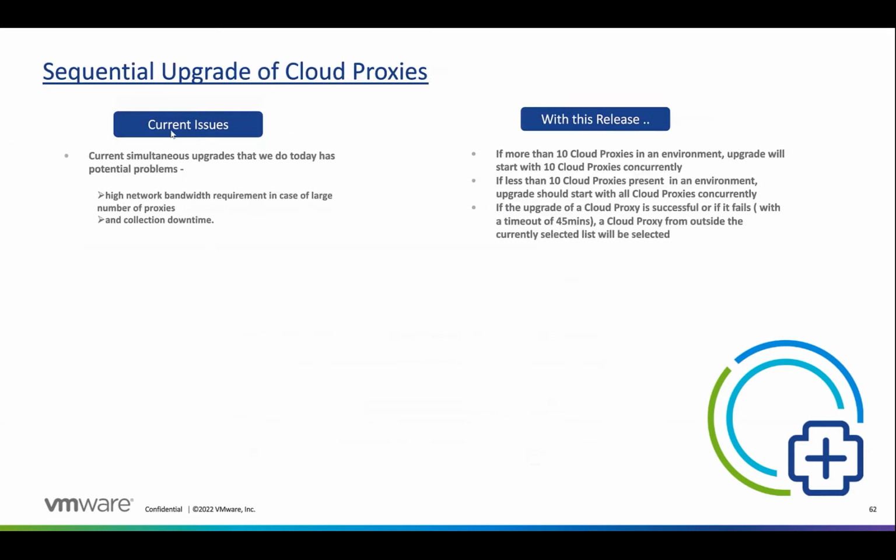And the last but not the least with cloud proxies is your sequential upgrade. Earlier, we couldn't do simultaneous upgrades, and there was a high requirement for network bandwidth, and there was also a collection downtime, like I mentioned. But with this new release, we can upgrade up to 10 proxies at a time. And if there are less than 10 proxies in an environment, they should all start concurrently. If the upgrade of a cloud proxy is successful, or if it fails with a timer of 45 minutes, then the next in the list will be picked up and upgraded automatically for you.